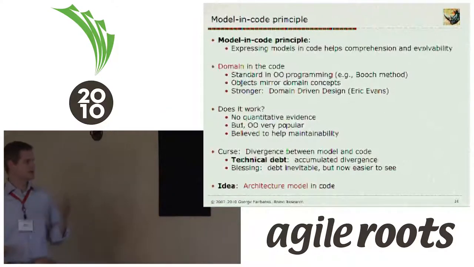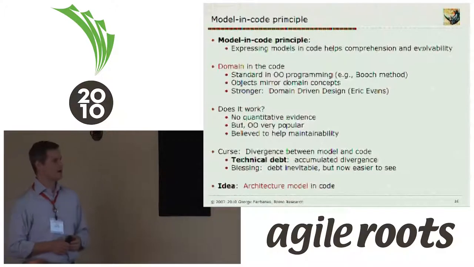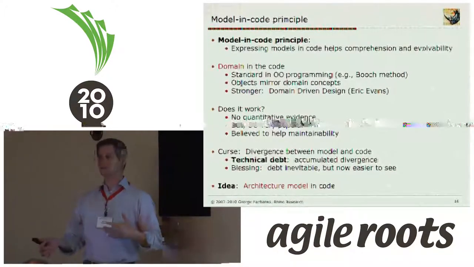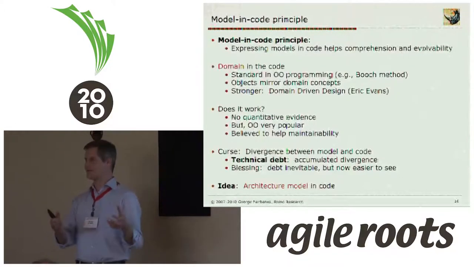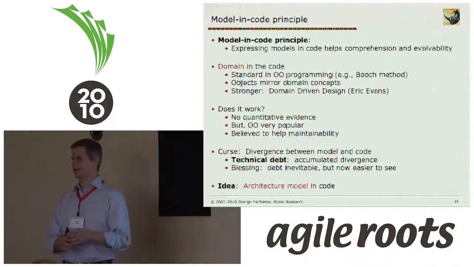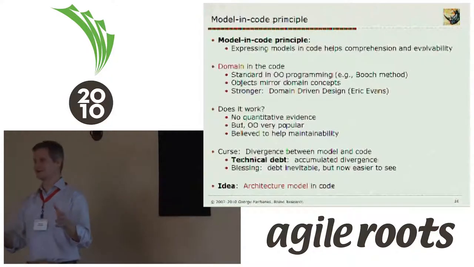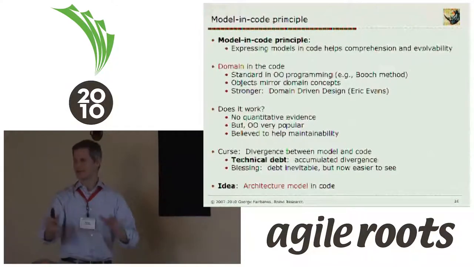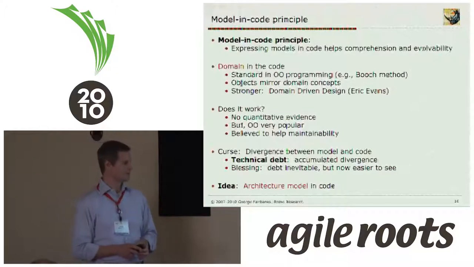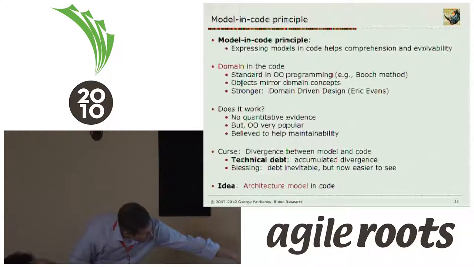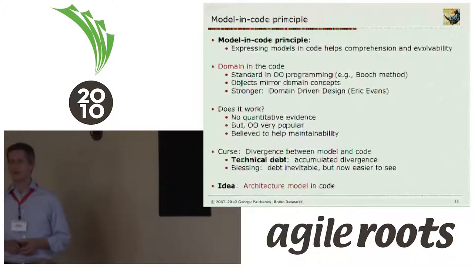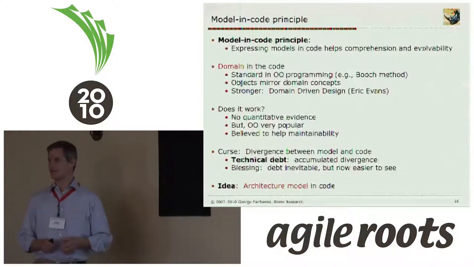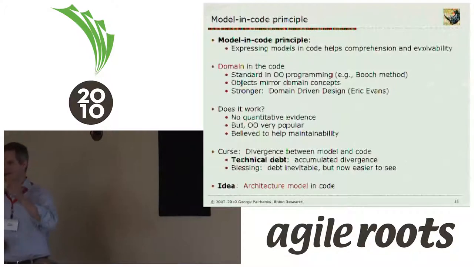So it's both a blessing and a curse, because the debt is sort of inevitable, but now you can see it, right? Because you can look at this code and say, this airplane is doing something airplanes don't quite do, like taxiing over grass. And airplanes don't taxi on grass, they only taxi on the pavement or something like that. So the idea down here is that we can put the architecture models in the code. And you might say, I don't build models, I'm an agilist. And I'd say, ha ha, but you still have them in your head.